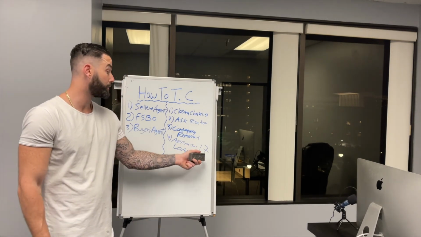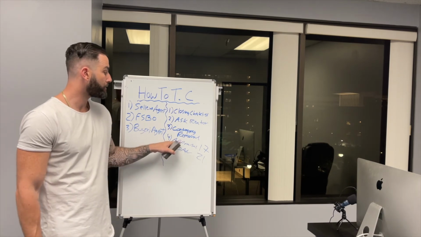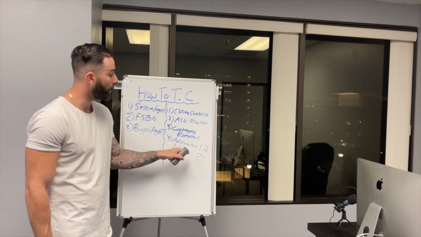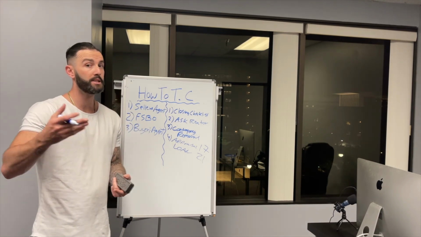Okay, now it's time to do the same thing. Get a contingency removal document, checkbox for the appraisal or checkbox for the loan, get the seller to sign it, ask your realtor if it's good to go, if it's good to be sent to the buyer's agent.